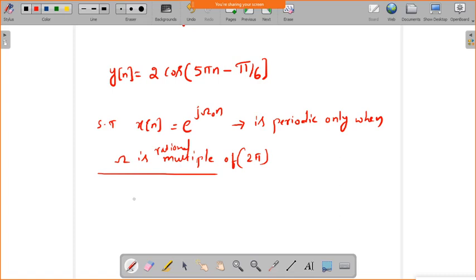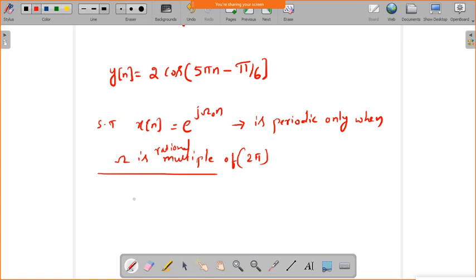So how to prove that? Just replace n by n plus N. The signal is periodic only if it gives the same signal. So what is x of n plus N? It is equal to e power j omega naught of n plus N. Now split this signal into e power j omega naught n times e power j omega naught N.